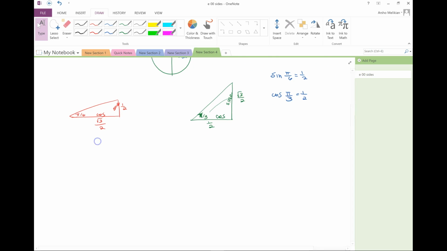The other one that remains is the 45, 45, 90. So this is where you have pi over 4 or 45 degrees. And now both of these sides are the same, which is 1 over root 2 or root 2 over 2.